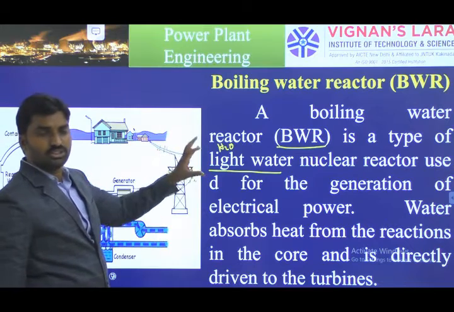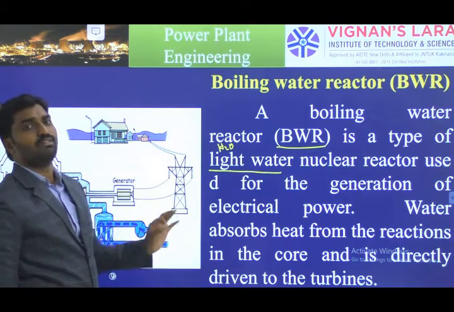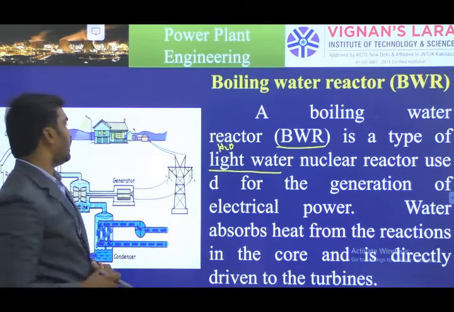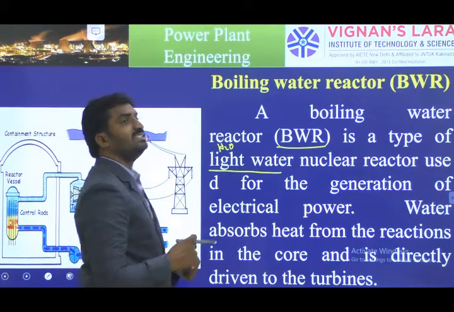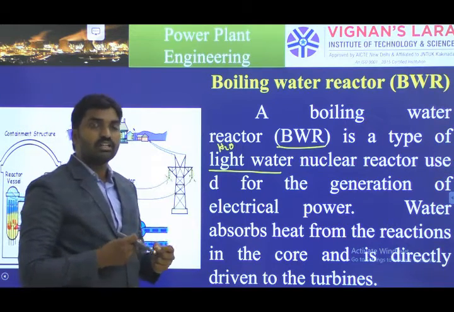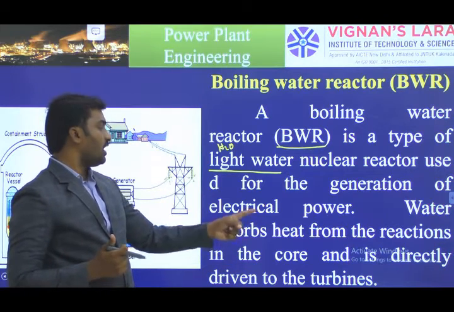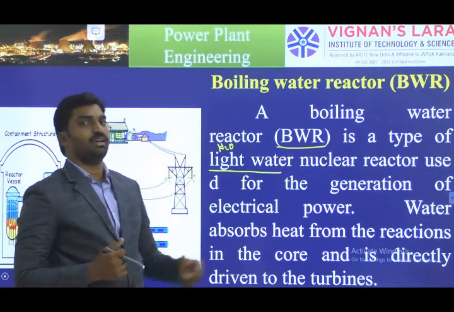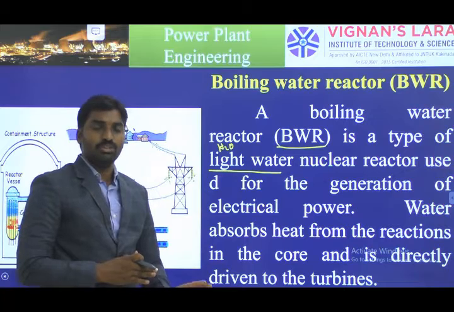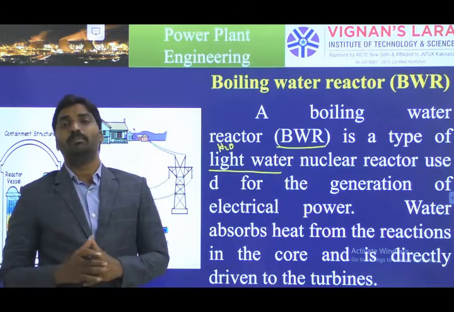Why do we use this type of boiling water reactor? Generally, boiling water reactors are used for power generation only. What happens in a nuclear reactor? Continuously, heat is generated. That heat is absorbed by the light water, and the water is converted into steam. Water absorbs the heat from the reactions in the core and is directly driven to the turbines. That steam is used to run the turbine, and there we get mechanical energy.